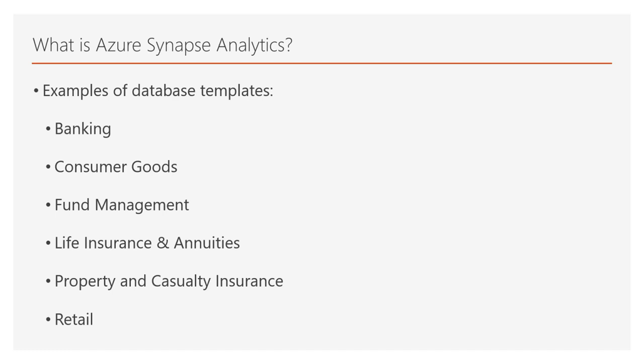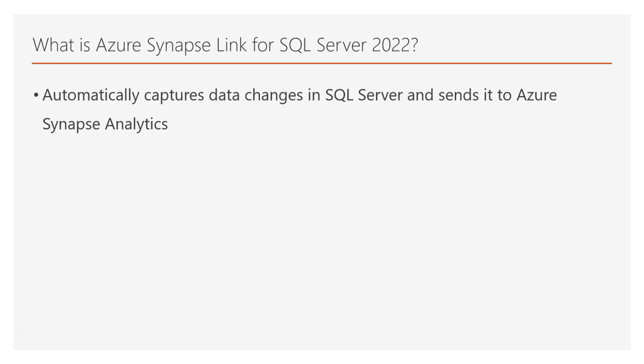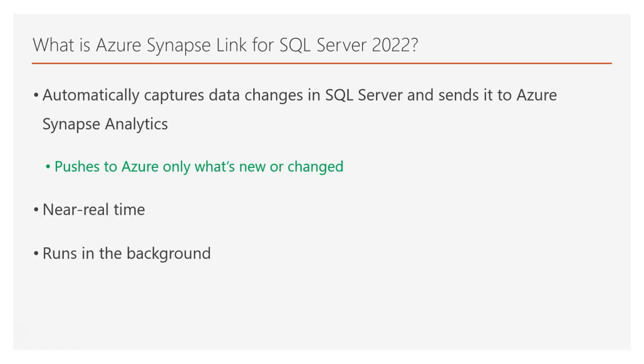Now let's discuss the Azure Synapse Link for SQL Server 2022. So what exactly is this feature? Well, Azure Synapse Link automatically captures data changes in SQL Server and sends these changes to the Azure Synapse Analytics platform. This operation is near real-time and it runs in the background. Now let's see a relevant infographic I have prepared that illustrates how Azure Synapse Link for SQL Server 2022 works.